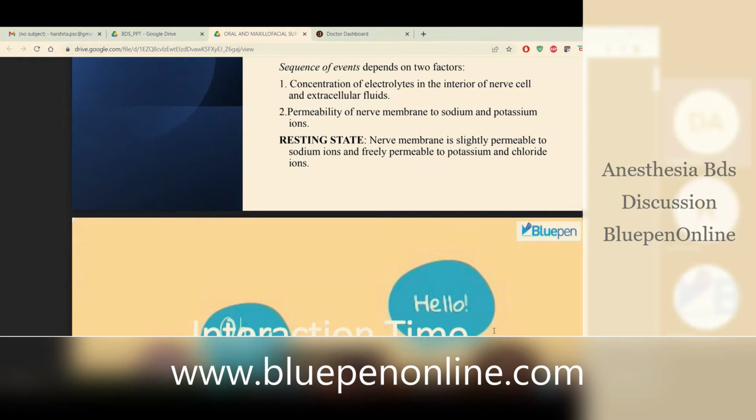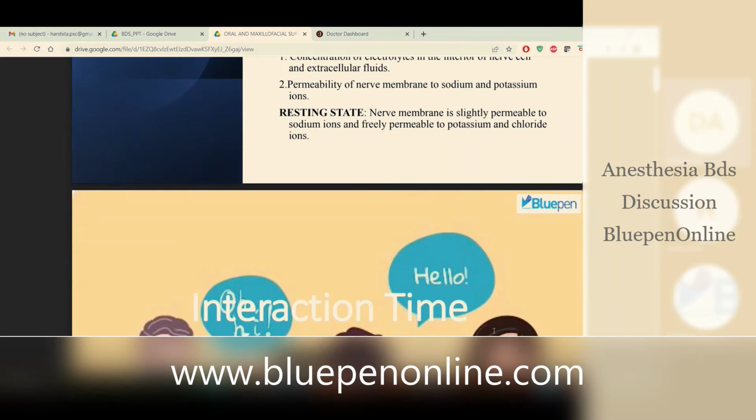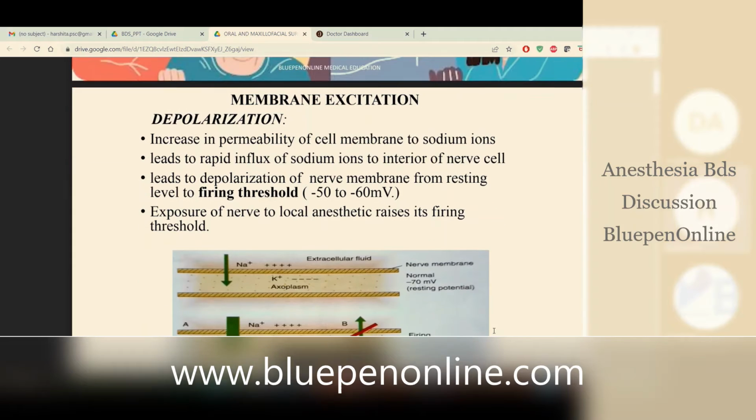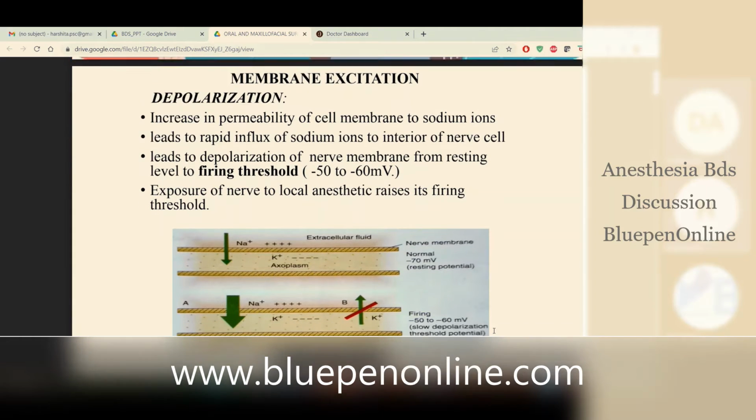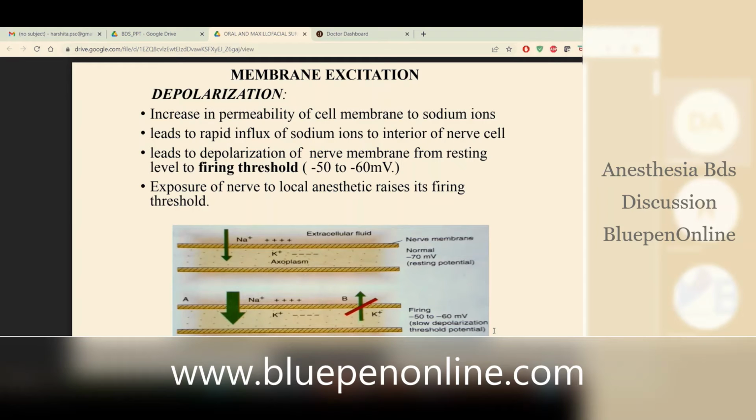Now, when it comes to the resting state of a nerve, as you can see in the next slide, can I have the next slide please? In the next slide, in the first picture, as you can see, that is the resting potential. Normally, we have minus 70 mV.